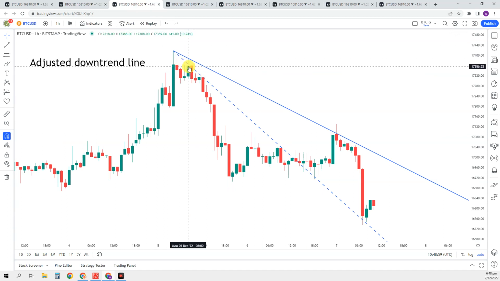Just for your information, this dotted downtrend line is from yesterday, and usually when the market breaks the downtrend line, it doesn't really mean that the downtrend is over. Sometimes it could just be in a pause. I've adjusted the downtrend line to match the new high that was formed yesterday.